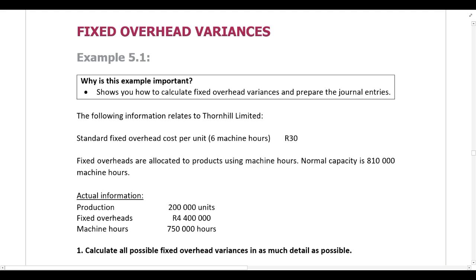The standard fixed overhead cost per unit is 30 Rand, and it should take 6 machine hours to make 1 unit. So using that information, we can calculate the standard rate per machine hour. The standard cost per unit is 30 Rand, and it should take 6 machine hours to make 1 unit. So the standard rate per machine hour is 5 Rand. You are told that fixed overheads are allocated to products using machine hours. So if fixed overheads are allocated to products, that means the company is using absorption costing.